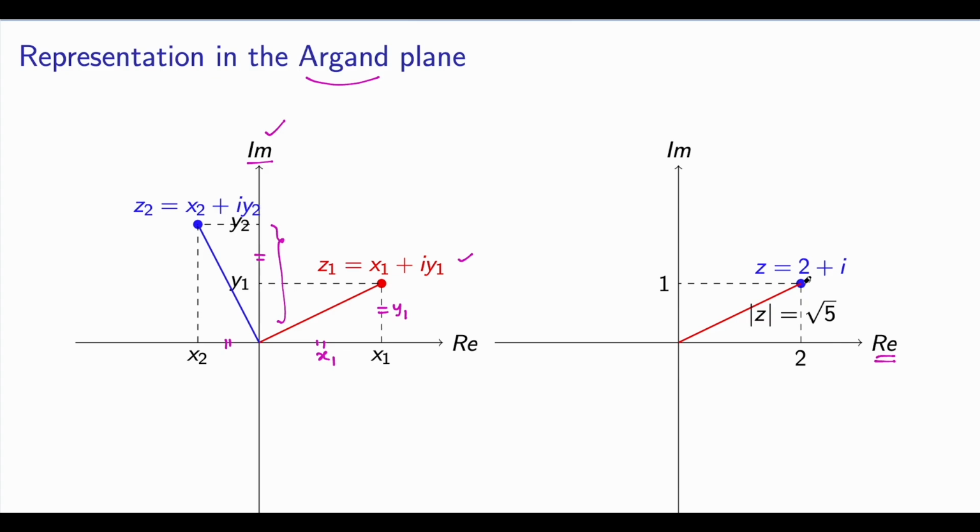Assume how we have calculated the modulus, the square root of x square plus y square. So 2 square plus 1 square is nothing but 4 plus 1, 5. So this is the modulus value of any complex number.